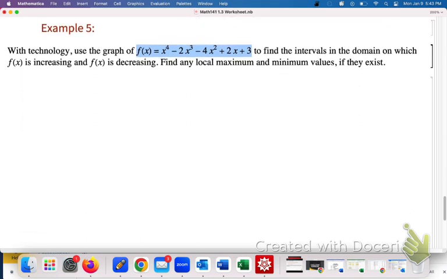So with technology, we're going to use the graph of this function, f of x equals x to the fourth minus 2x cubed minus 4x squared plus 2x plus 3. We're going to find the intervals in the domain in which the function is increasing or the graph is rising, and the intervals for which the graph of f of x is decreasing or the graph is going down. We're also going to find any local maximum and minimum values if they exist. So let's take a little detour here to Desmos.